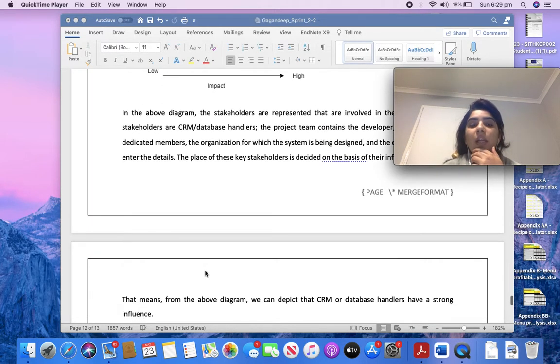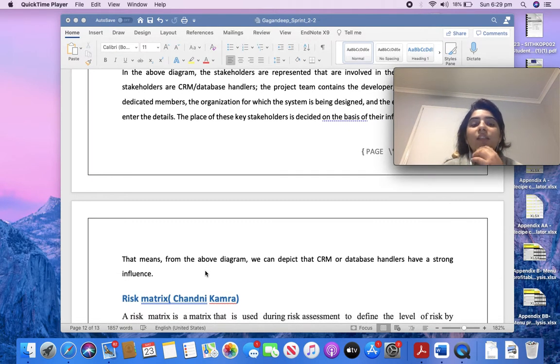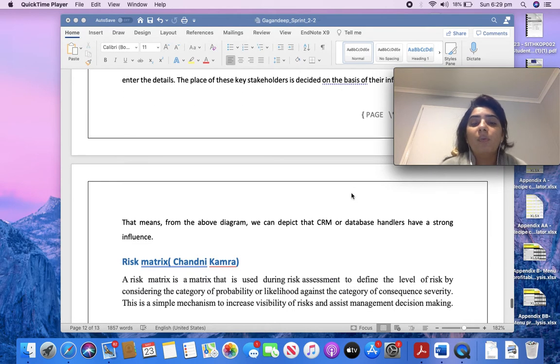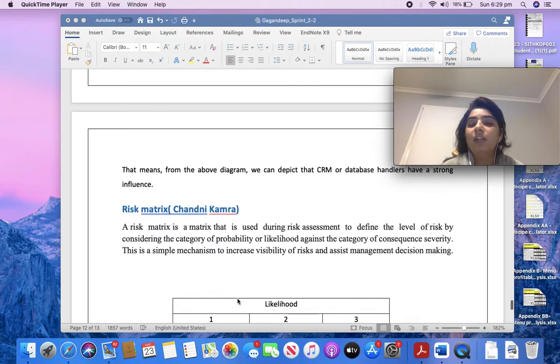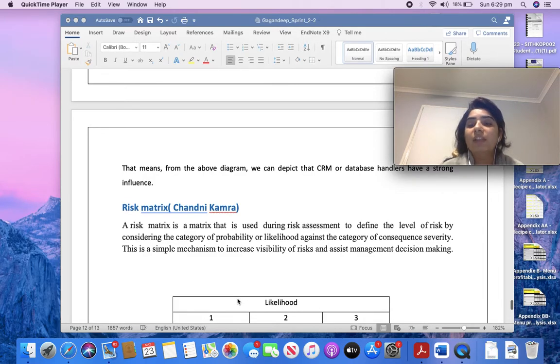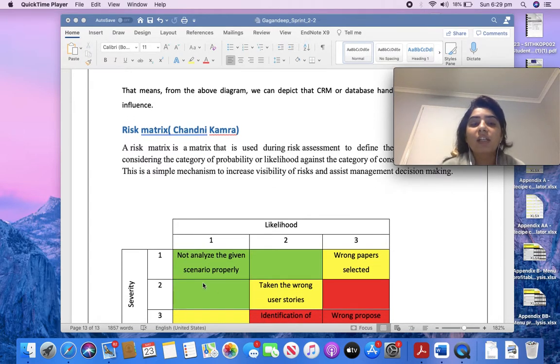security purpose. Another is the risk matrix, which shows what the risk is by doing all the assessment, by doing all the work that we do in making a project, making software for the backend. So what is the risk matrix? A matrix is used during this assessment to define the level of risk by considering the category of probability, likelihood, against the category of severity, and which one has low severity.